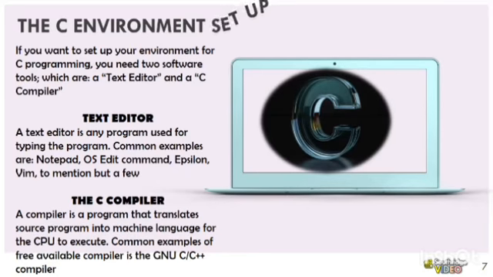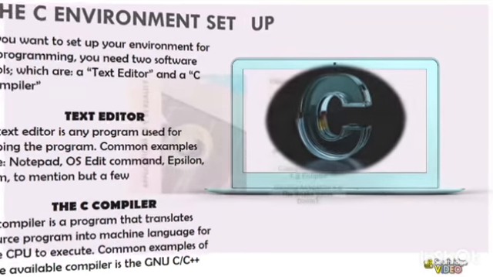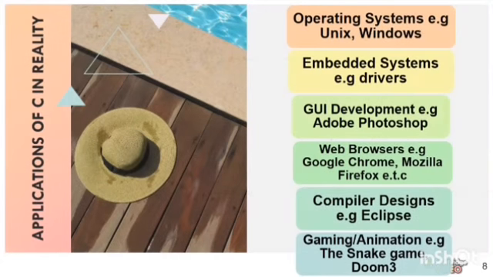So C is a compiled language. Other languages are interpreted, but C is compiled. Very, very important. C is compiled, while other languages such as BASIC are interpreted.